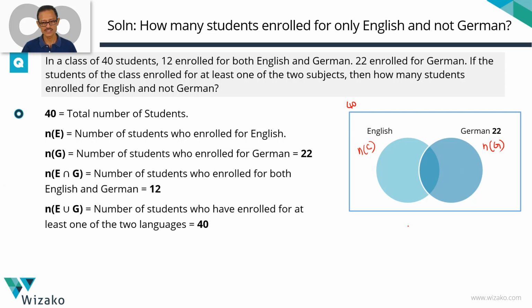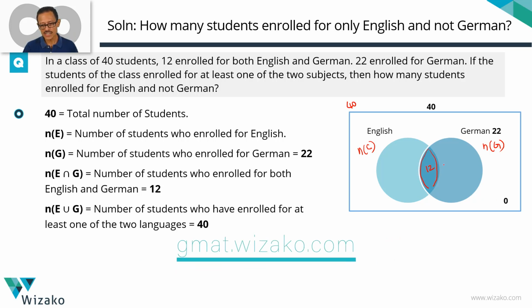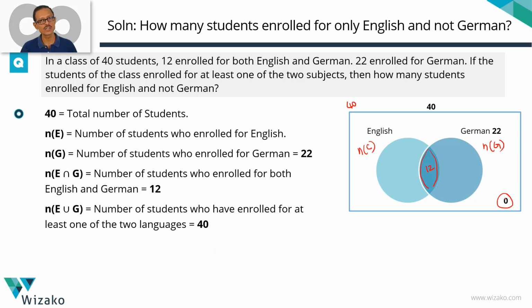People who enroll for both is equal to 12. So this common region is equal to 12. N of E intersection G is equal to 12. The question mentions that the students of this class enroll for at least one of these two courses. So I randomly pick any student in this class. The student is either going to be a part of the set of English, or will be a part of German, or could be a part of these 12 who enroll for both. So there is going to be no student in this class who is going to be outside of these two circles. So N of E union G whole dash is going to be equal to 0.